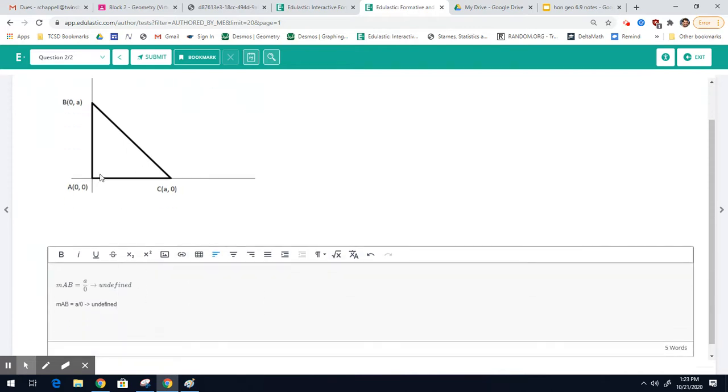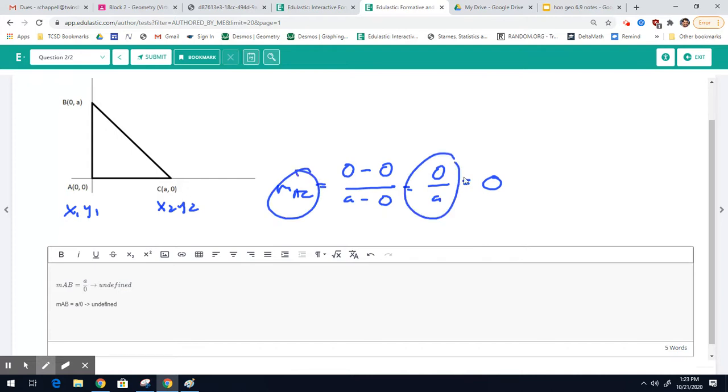Okay. So now let's find the slope of AC. So again, up here, let's label C's coordinates x2, y2. Let's label A's x1, y1. So to find the slope of AC, I'm going to take y2, 0, minus y1, 0, over x2, a, minus x1, 0. That is 0 over a. And now with 0 on the top, the overall answer is 0. 0 divided by any number other than 0 is 0. So again, I need to see slope of AC, 0 over a, 0.